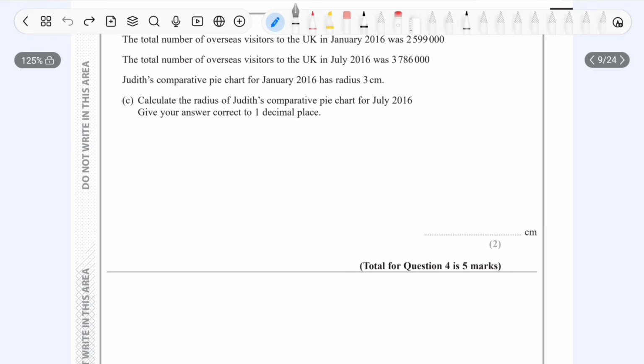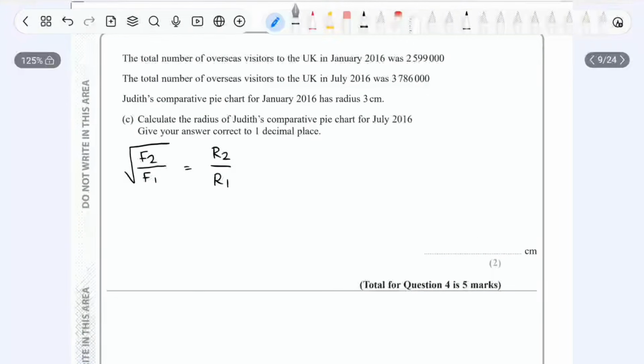So this is going to utilize another formula. Now you don't have to use a formula, there is another method that derives this formula, and you can think about it using intuition if you like, but in the exam you're just going to want to plug in the formula, and that's what I'm going to do here. I'm going to give you the formula. So the formula is the square root of f2 over f1 is equal to r2 over r1. Now what exactly do all of these mean? f2 is the second frequency, f1 is the first frequency, r2 is the second radius, and r1 is the first radius. Now look at the question and just see what information you've been given, and look for the numbers.